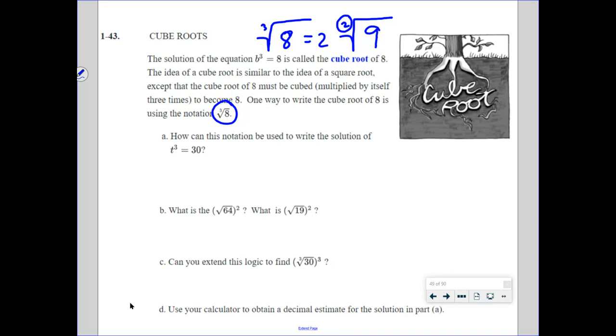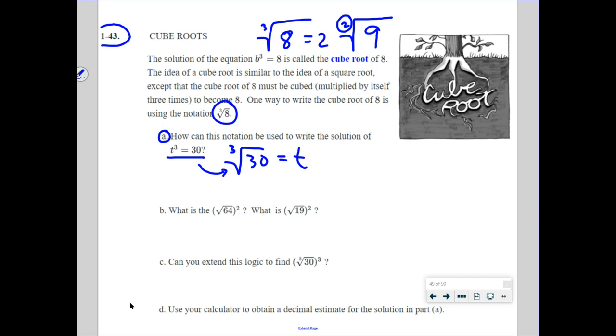Okay? So, how can this notation be used to write the solution of t to the 3rd power equals 30? Well, it's very easy. We could just think about it and say, okay, well, how could I find the answer? We might think, oh, it's the cubed root of 30. But why? Why does that work here, okay? Well, technically, we'll look at this problem. Look at letter B. And by the way, make sure you write this down for A. This is 143A. These are your notes for your class, okay? 143A, t to the 3rd power equals 30 is equal to the cubed root of 30 equals t, doesn't it?